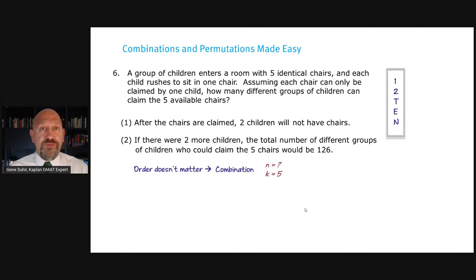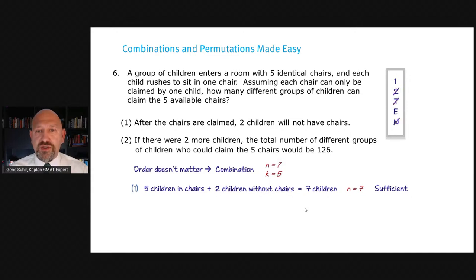The K we know, because we know five kids are going to be selected out of the whole group of N. Statement number one, after the chairs are claimed, two children will not have chairs. Five children in chairs, two without, that's a total of seven kids. We have our N, N is seven, sufficient. Now we can knock out a few answers, our second, third, and fifth answers. 2, T, and N, as we call it, Kaplan for the shorthand, could also call it B, C, and E, more than one way to peel a potato. Now, what about statement number two? If there were two more children, well, if there were two more children, then our new N would be N plus two.